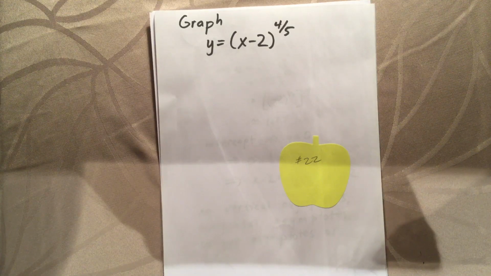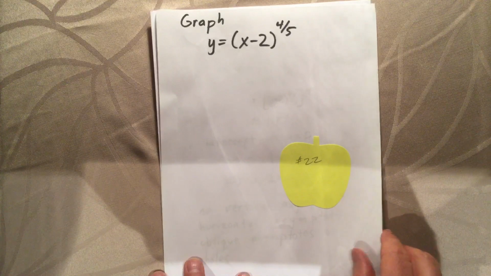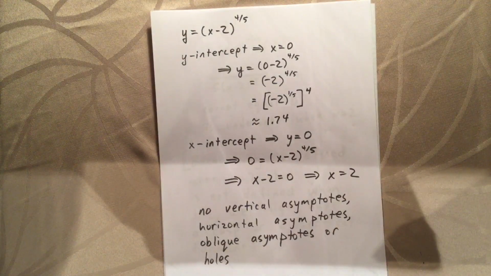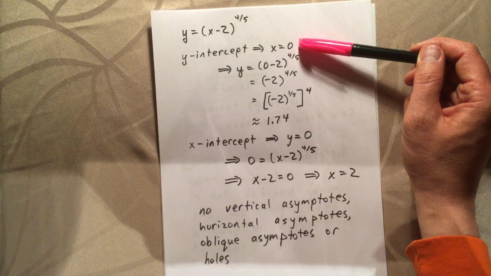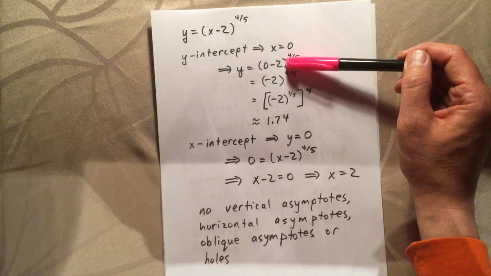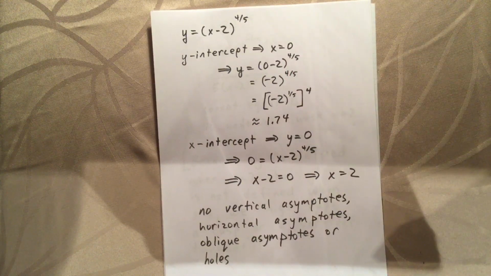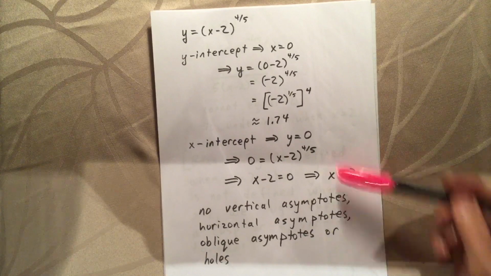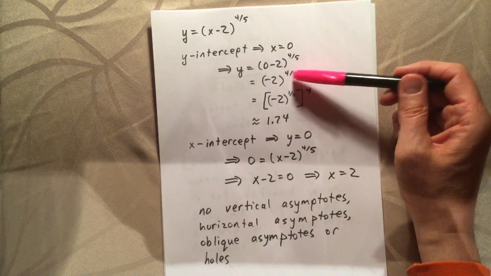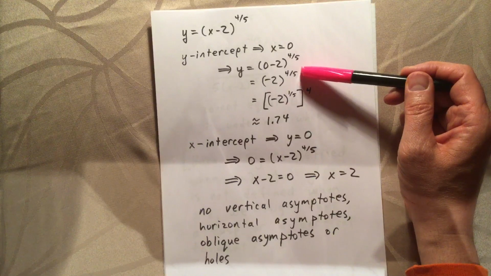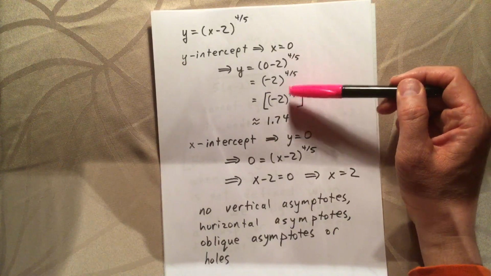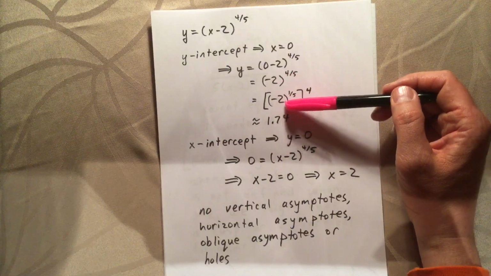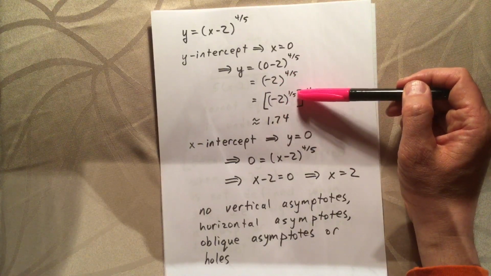In this question, we're going to graph the curve y equals (x − 2) to the 4/5. We start by looking for the y-intercept, so we let x equal 0. Letting x equal 0, we have (−2) to the 4/5. When considering a negative value to a fractional exponent, think of the denominator first. Deal with that: we consider if (−2) to the 1/5 exists.